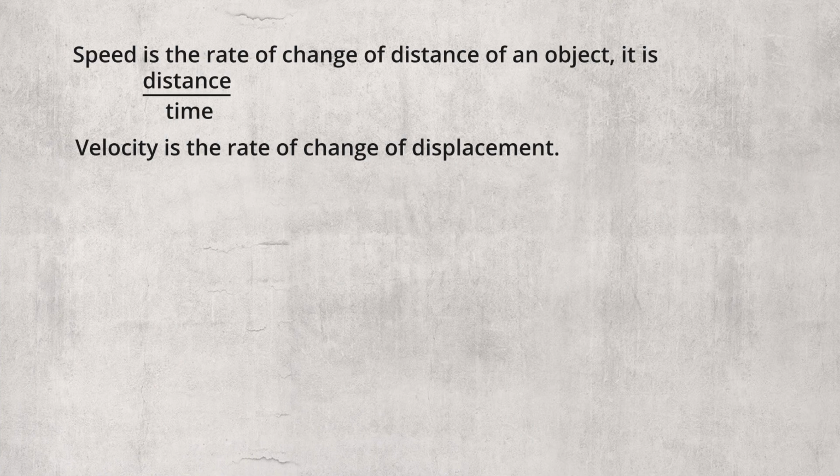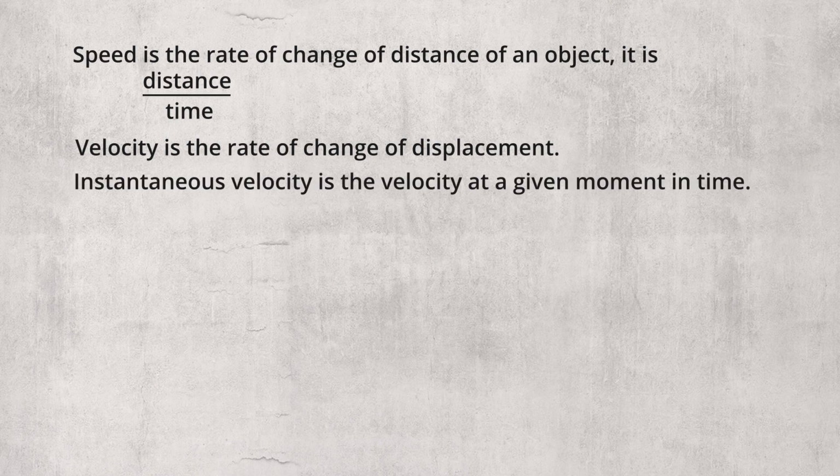Think about a car driving at a speed of 120 km per hour. The car drives at a rate of 120 km for every hour. Rate of change of distance is the change in distance divided by time. Speed is the distance divided by time.